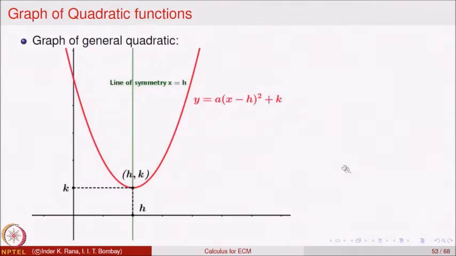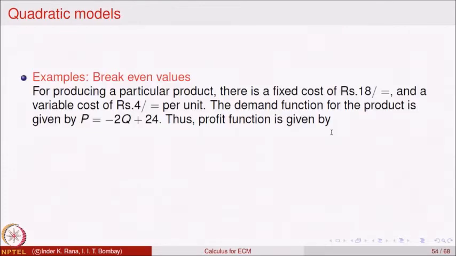So, the graph of the function y is equal to the quadratic ax² + bx + c, when transformed into a(x − h)² + k, where h and k are given by those values as we mentioned earlier, the graph will look like this. Normally, this point is called the vertex of the parabola, and this is called the axis of the parabola, and this is the point where it will cut the y axis. So, that is the point (0, c). So, this is the equation.